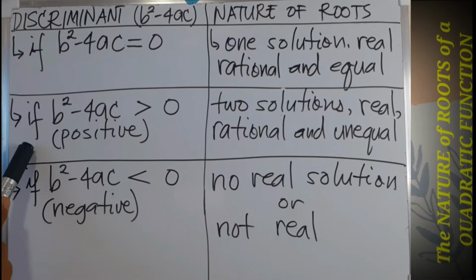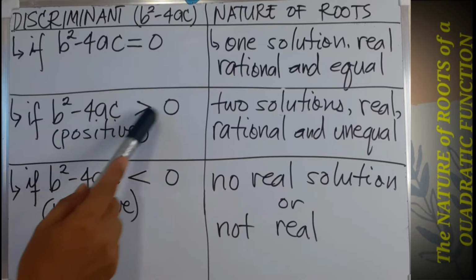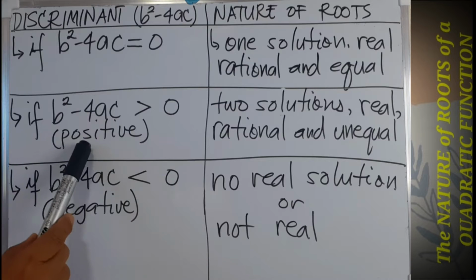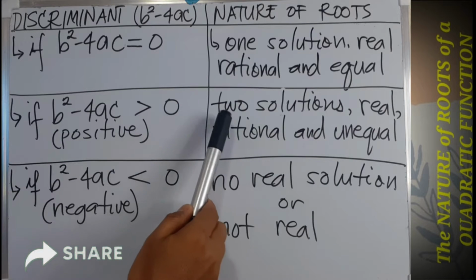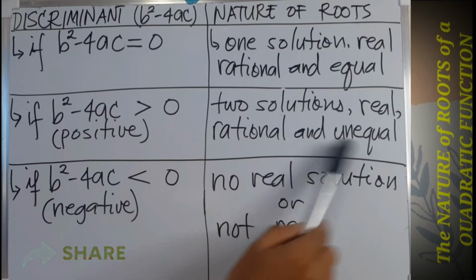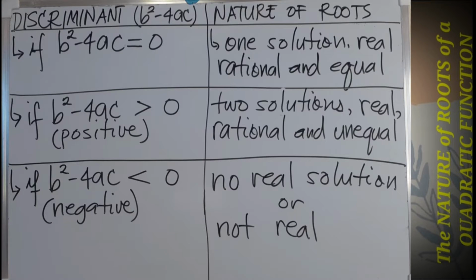Situation number two, if b squared minus 4ac is greater than 0, or it is positive, the discriminant is positive, the roots have two solutions, real, rational, and unequal. And number three, if b squared minus 4ac is less than 0, or the discriminant is negative, the quadratic equation has no real solution, or the solution is not real.